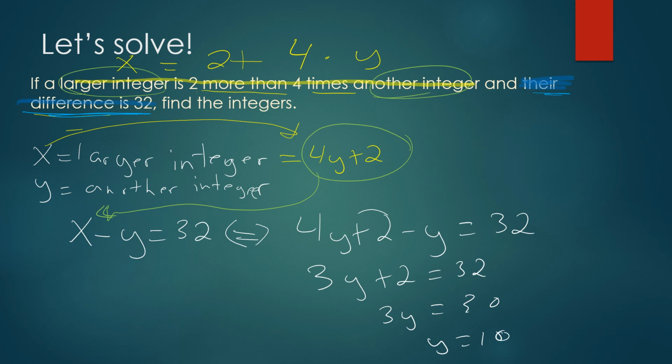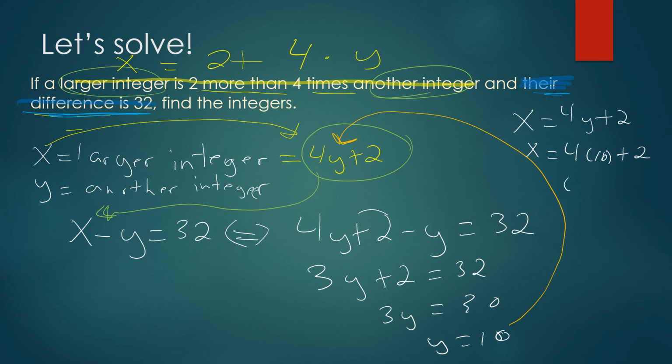If y is 10, then we can replace here, this 10 can go back into here so we can find out what x is. If x equals 4y plus 2, then x must be the same thing as 4 times 10 plus 2, which means x is equal to 42.